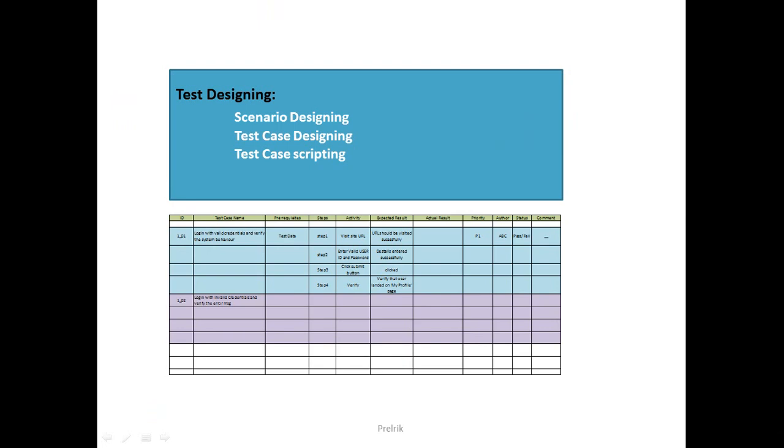What actually happens in the test designing phase is a tester writes the test scenarios based on the requirements that have been newly introduced or newly implemented, and based on those scenarios some test cases will be designed. To execute those test cases some scripting needs to be done or some steps need to be written, which is called test scripting. This is actually a very confusing term, so to explain it better, I have created a basic document. I'll just show it to you.